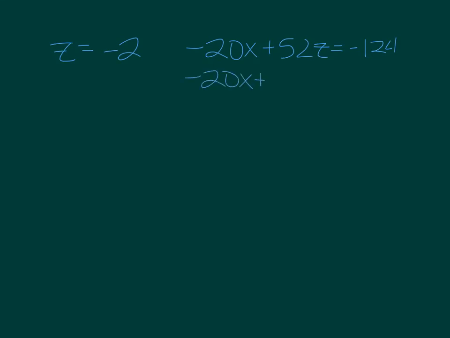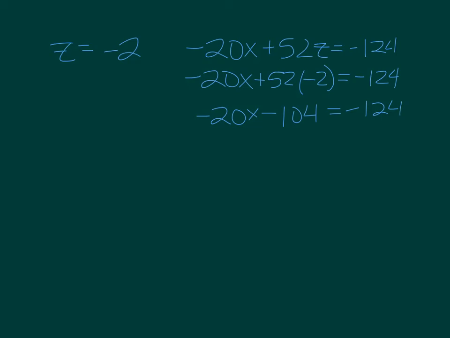Now the only thing that I know thus far is that my value of z is equal to negative 2. I need to substitute this value back into one of those new equations to solve for x. Okay, my new equation is minus 20x plus 52z equal to negative 124. Okay, I just substitute it right on in. Negative 20x plus 52 times negative 2 equal to negative 124. 52 times negative 2 is negative 104.